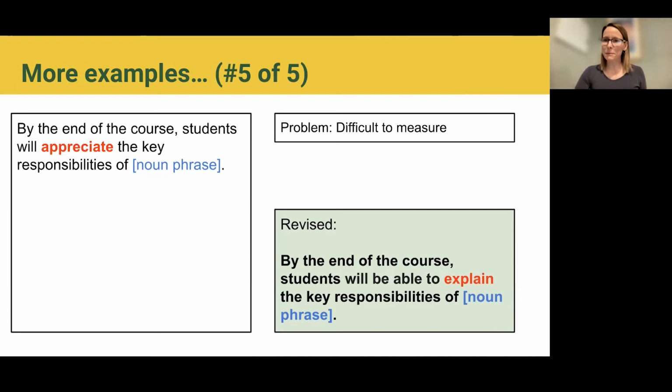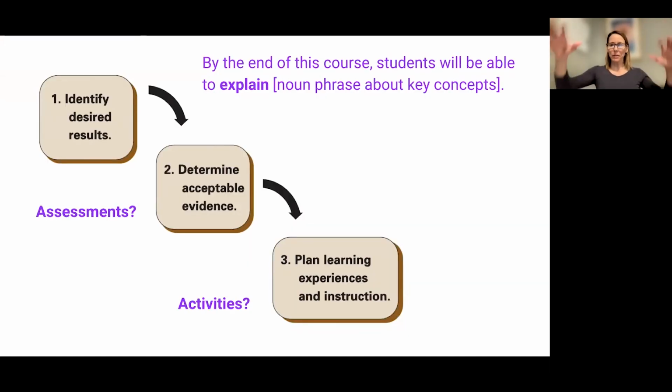Just some examples where we say, write it like this, don't write it like this. And we put all kinds of rules on it. So I'm hoping this will be a bit of a template to get you started. So here we are in step 1. We have our sample outcome: by the end of the course, students will be able to explain.